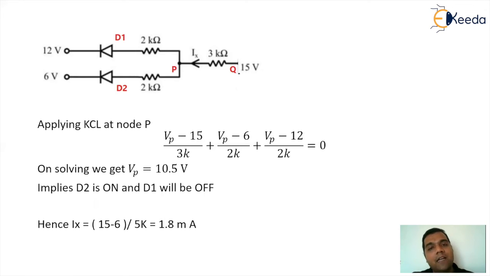So we are having a single path which starts from 6 volt and terminates at point Q. So if I just apply the logic of KVL and try to find the value of Ix, I can easily say that the value of Ix can be (15 volt minus 6 volt) divided by 5K. So the value is 1.8 milliampere. So the answer is 1.8 milliampere.